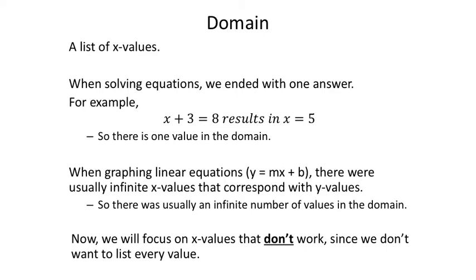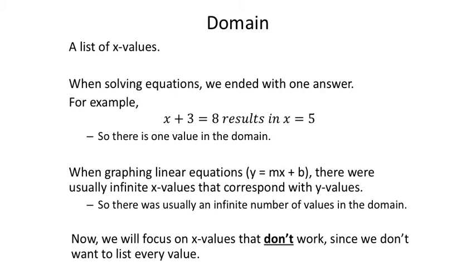When solving equations, we ended with one answer. Yeah, that was just like this one right here. This is the one-step equation. We did two-step equations, then multi-step equations. That's principle of equality stuff, in addition to distribution and combining like terms, okay? But in the end, most of the time, we only found one value of x that would make the equation true. That means that there's only this one value in this particular equation in the domain.